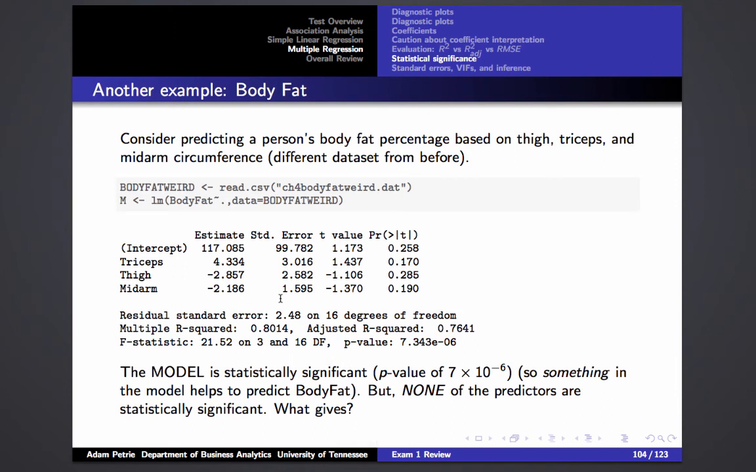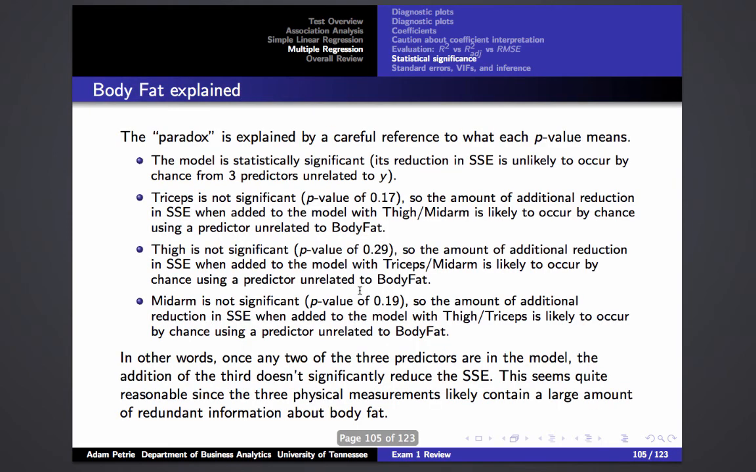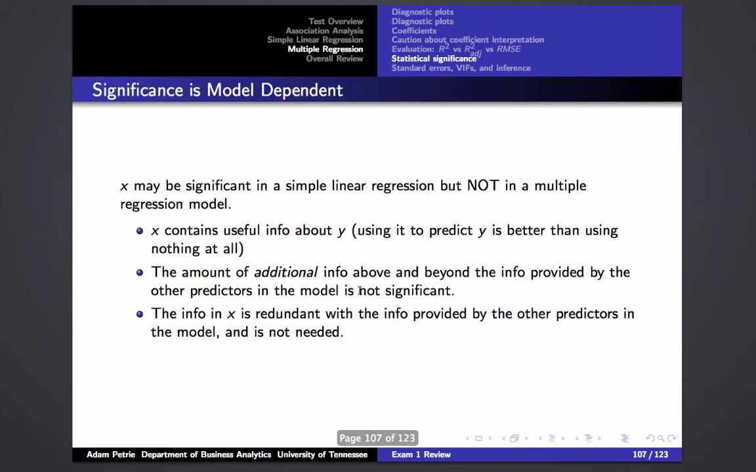So another example with body fat, where we see that, hey, the model's significant, but none of the predictors are significant. That just means that adding an additional variable into that model when the other two are already in there never yields a significant reduction. Basically, we only need 2 of these 3 predictors. So what do you need to know? You need to know that significance is model dependent.